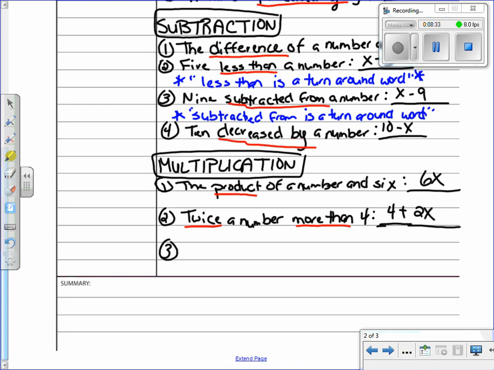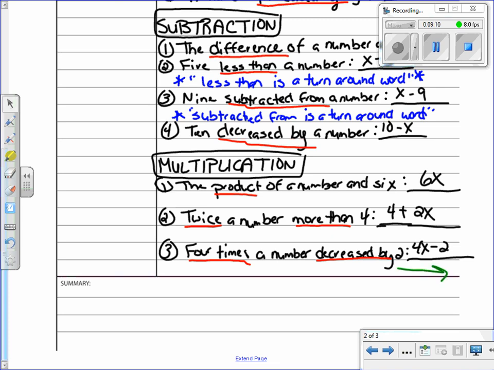Example 3, 4 times a number decreased by 2. And that translates to 4x minus 2. The key words here, 4 times represents multiplication, and decreased by represents subtraction. We're going to move on to the next page, so you can flip your page over, please.